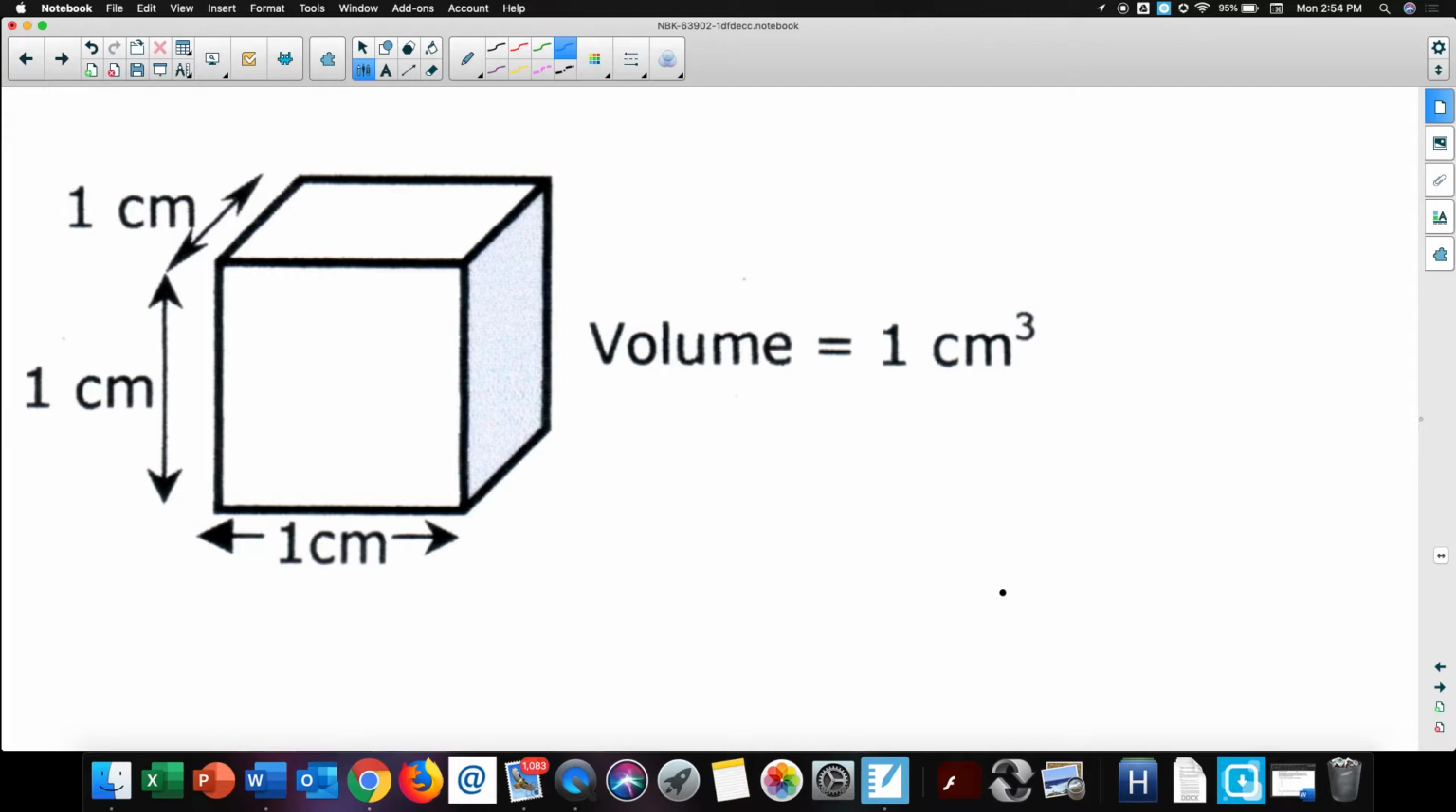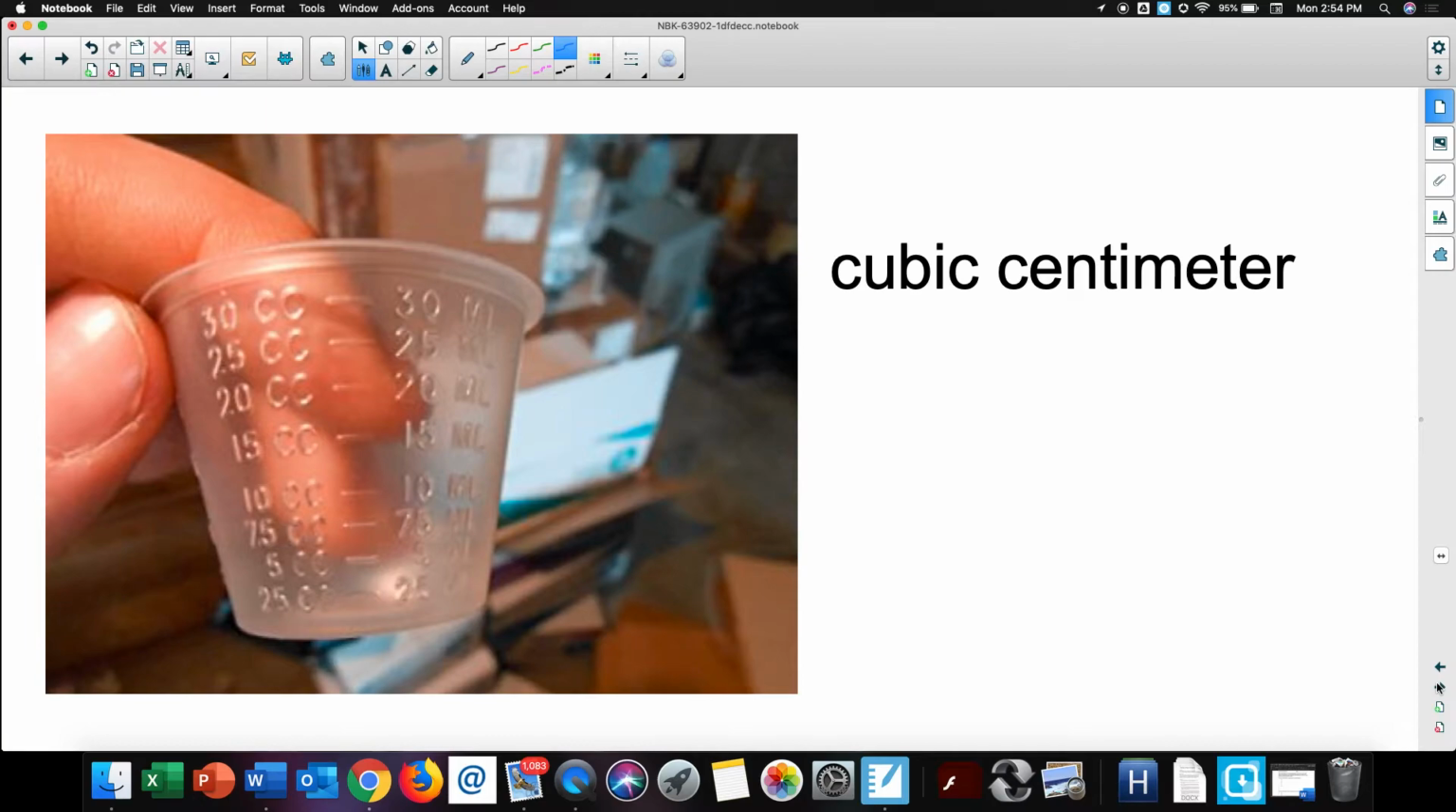If I multiply 1 centimeter by 1 centimeter, that's a centimeter squared. If I then multiply that by another centimeter deep, I get 1 centimeter cubed. What would be the abbreviation for a centimeter cubed? CC. And you've heard this in medical TV shows.